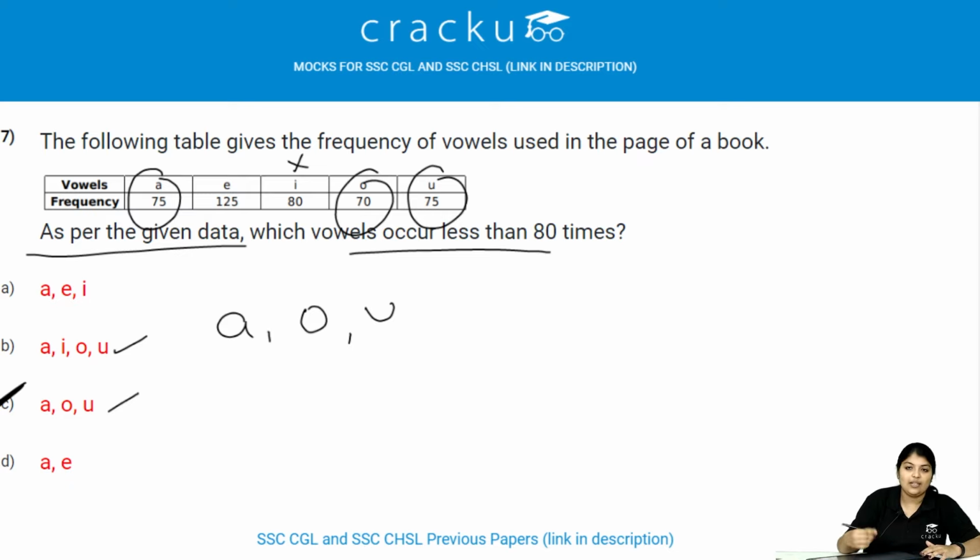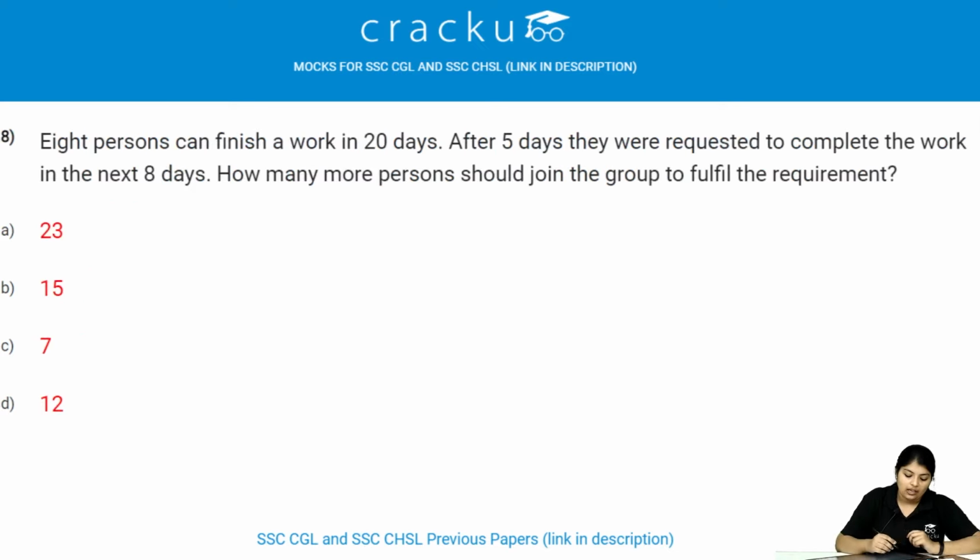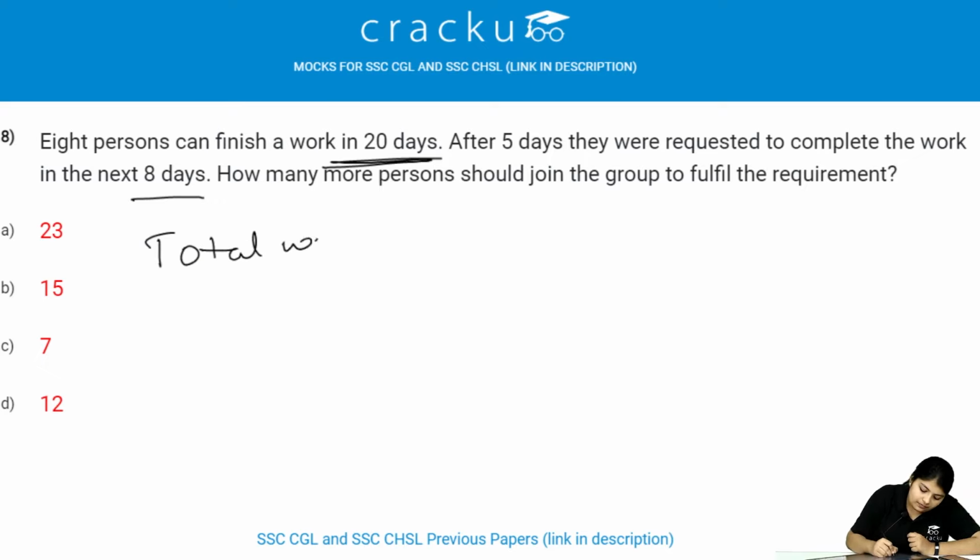Okay. Now let's see the next one. 8 persons can finish a work in 20 days. After 5 days, they were requested to complete the work in the next 8 days. How many more persons should join the group to fulfill the requirement? Let us see how to solve this question. Given that 8 persons can finish a work in 20 days, the total work is equal to 20 into 8, that is 160.